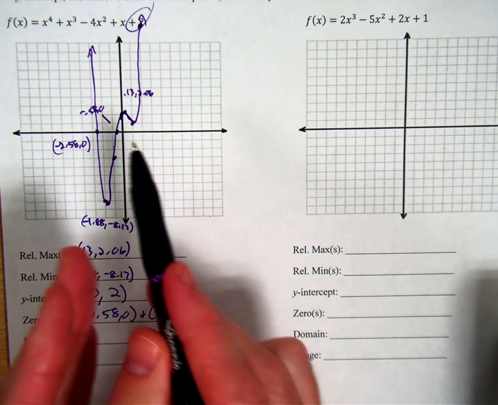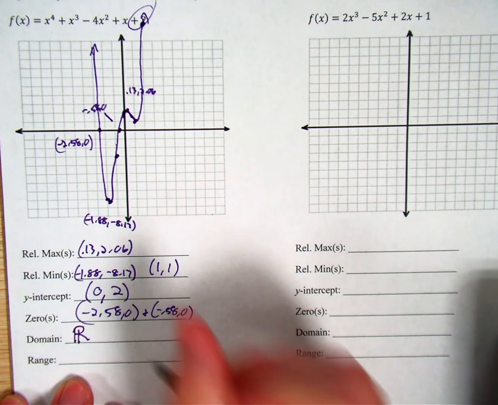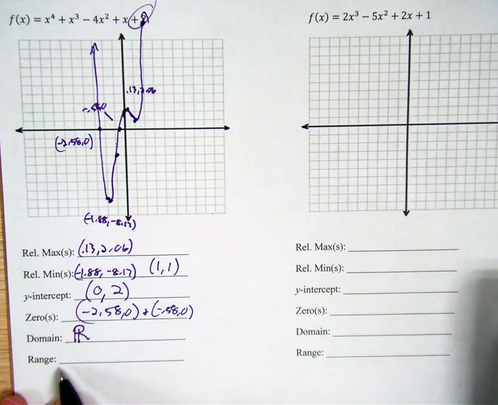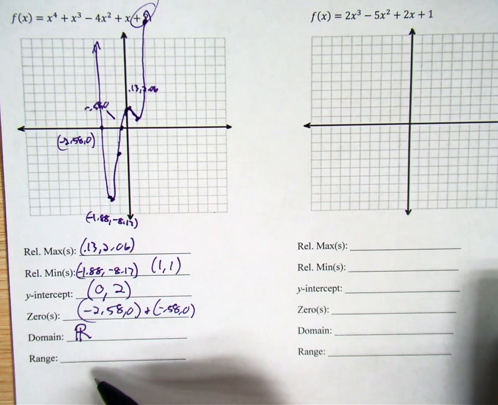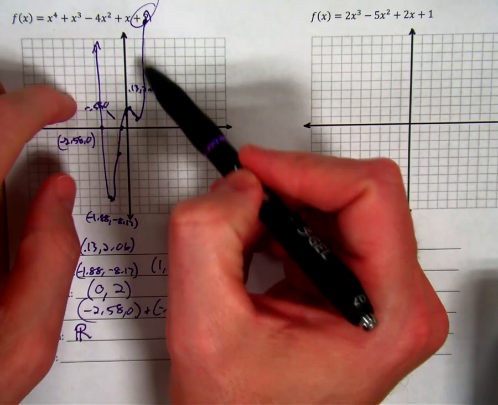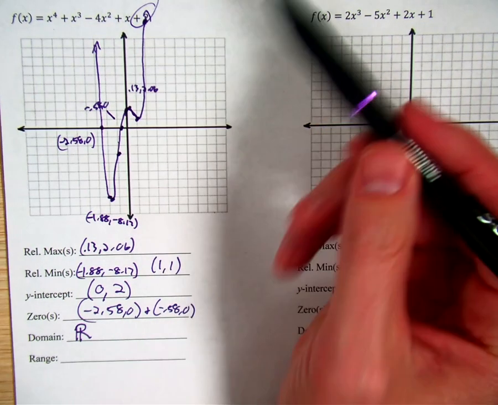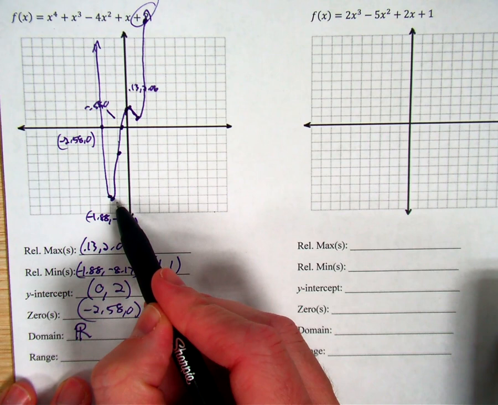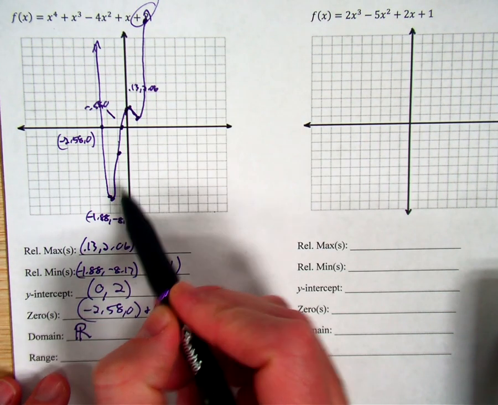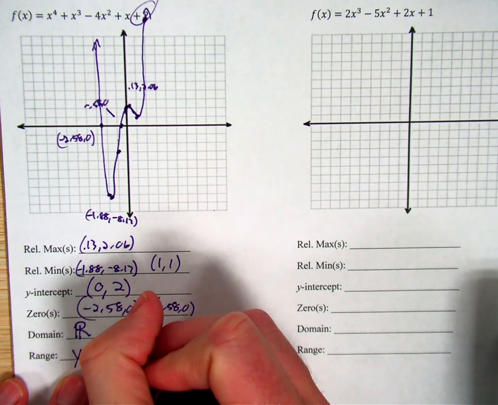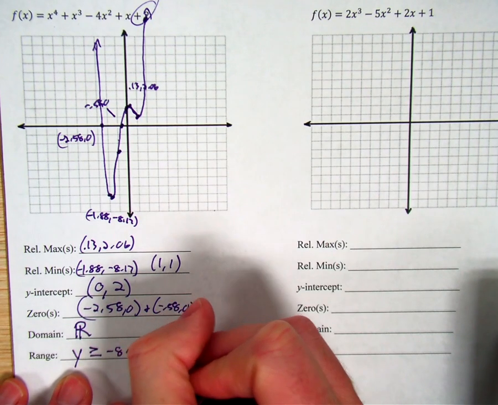Okay, domain, we are going left and right forever, so that'll be all real numbers. Range, you do have to think about. If we had one arrow going up and one arrow going down, then our range would be all real numbers. It's not split. Both arrows are going the same direction, which means we're going to have a high point or a low point. This is as low as we get. Both arrows are going up, so we'll never be able to reach the top, but this is as low as I can get. So I know that the rest of my y's are greater than or equal to -8.17.